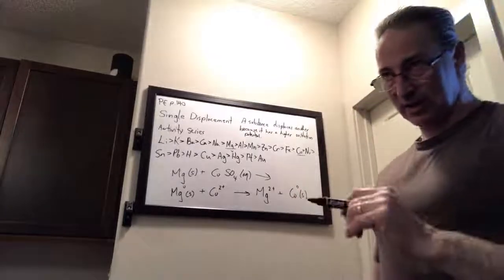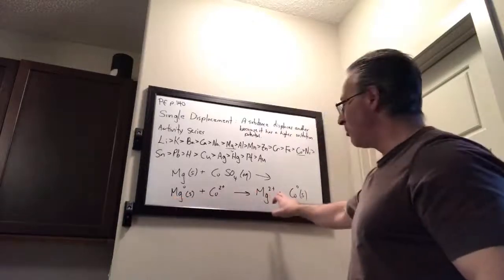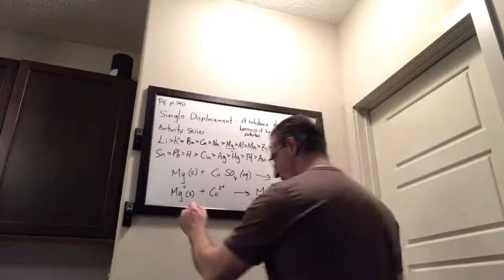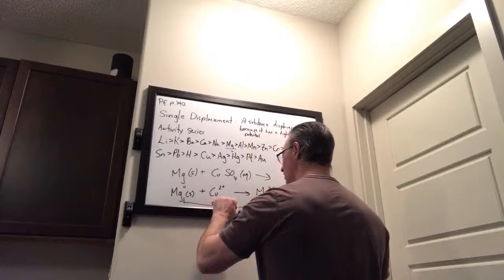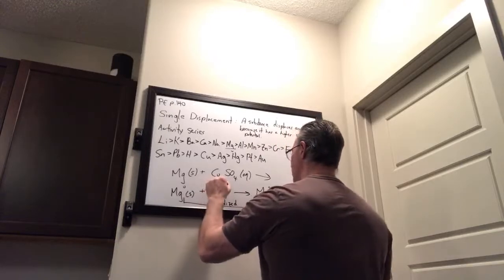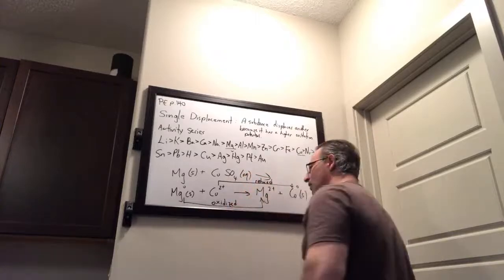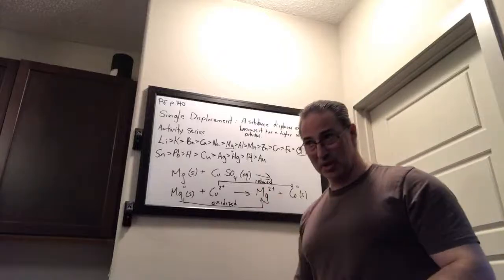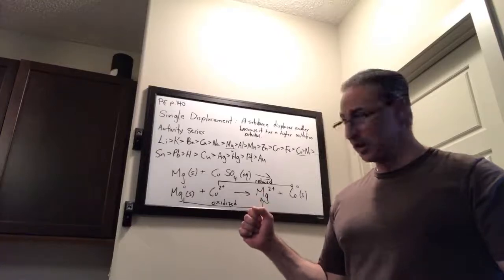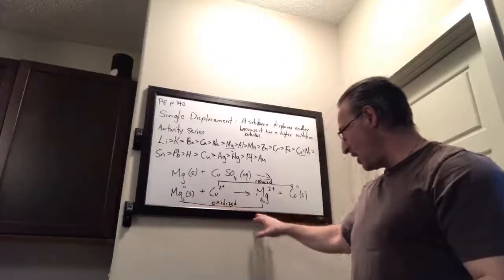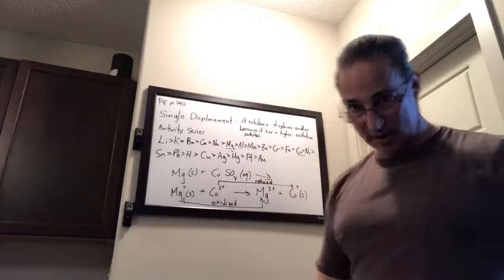Remember, loss of electrons is oxidation. So this magnesium is going to lose its electrons and become positively charged. So this is going to be oxidized. And this is going to be reduced. Okay, so that is a single displacement reaction that can go. For the single displacement reaction to take place, whatever is doing the oxidizing has to be higher up on the activity series. So magnesium is higher than cobalt, so this reaction can happen.